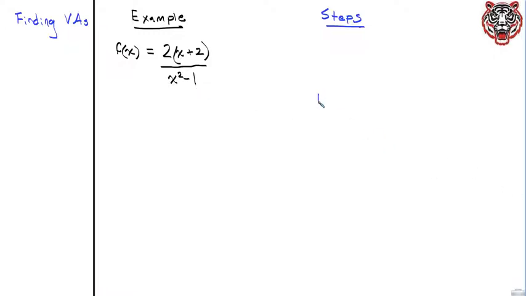All right, step number one, factor. So when I factor this thing, what is the numerator going to be? Oh my god, I'm so sorry. I did not mean to put parentheses there.